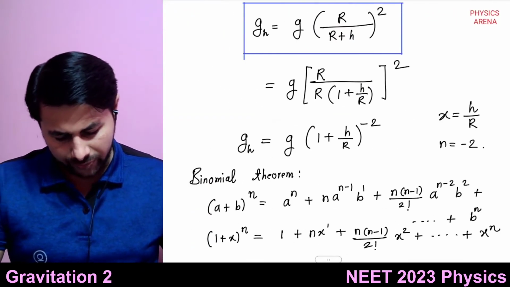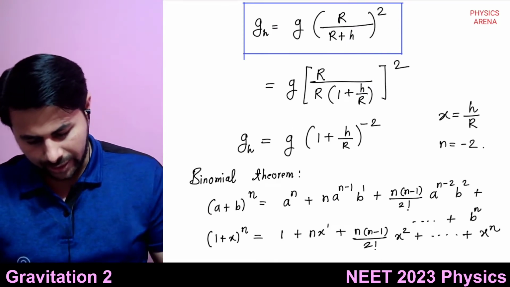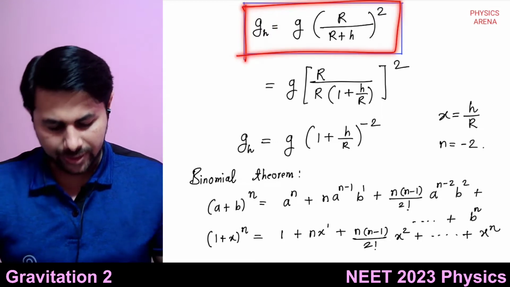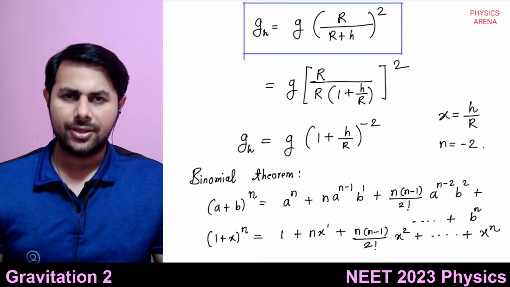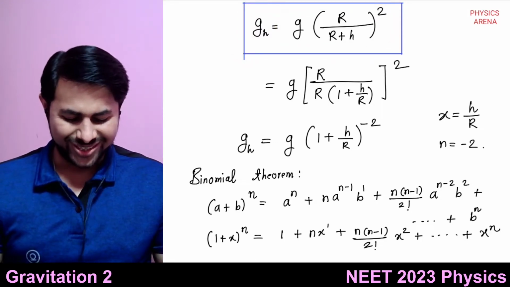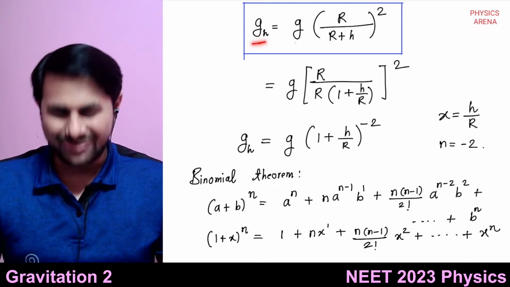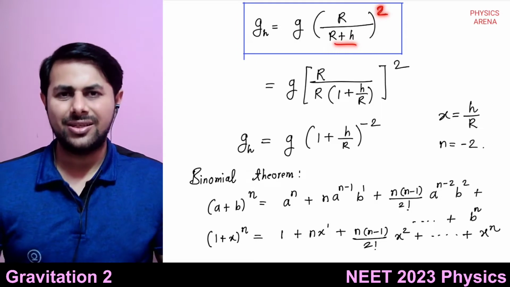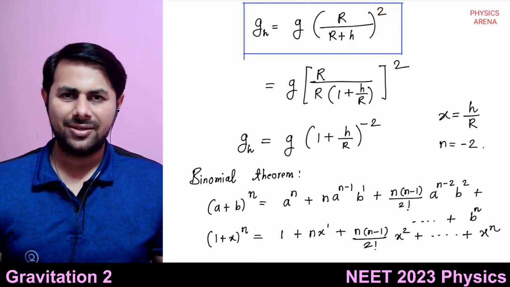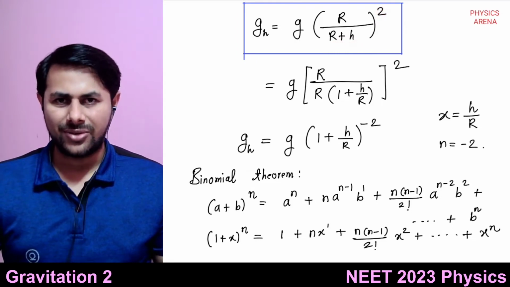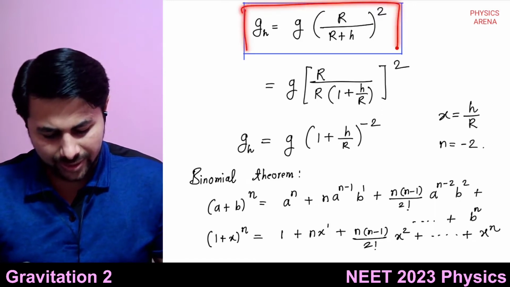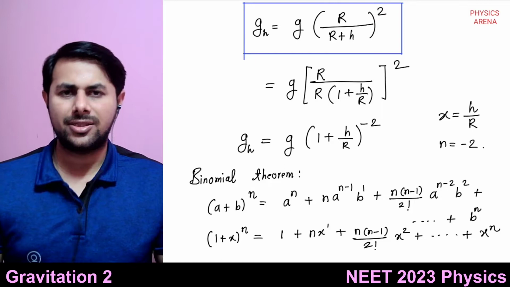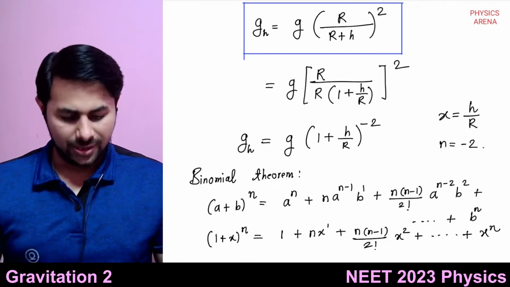You have got two formulae for acceleration due to gravity at height h. Sorry, it is gh is equal to g multiplied by r upon r plus h whole squared. This is the correct formula. It is valid anytime, in all cases, whether height is small or large, doesn't matter.